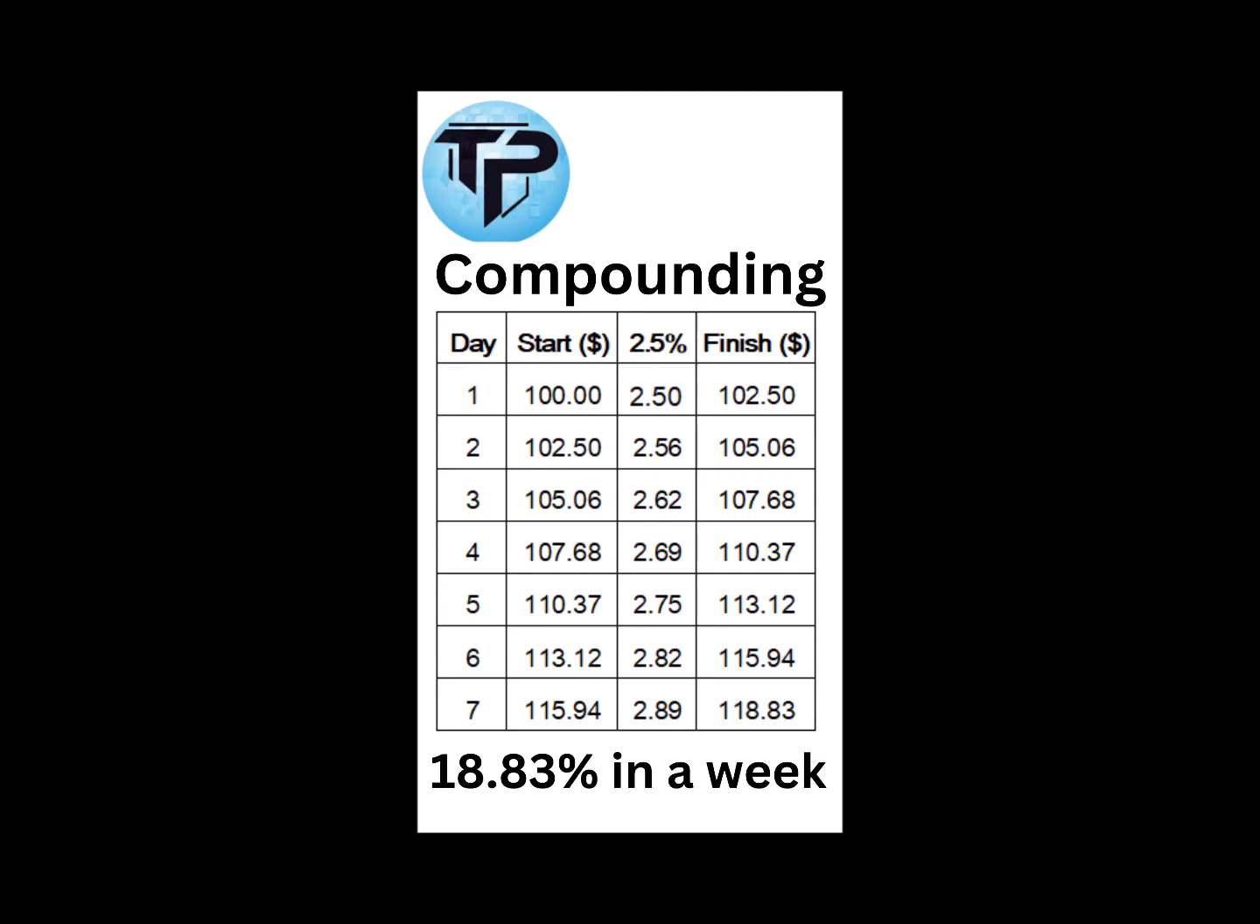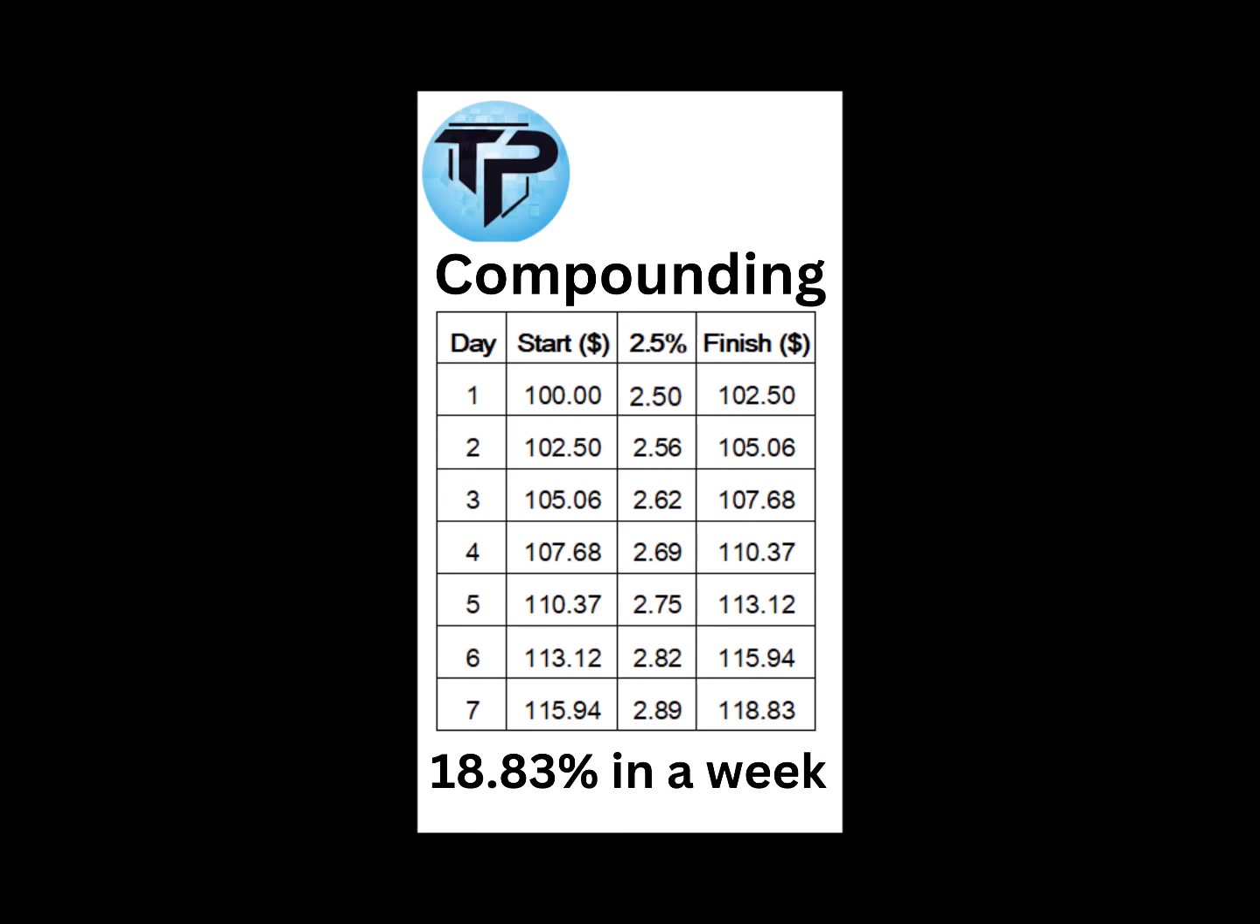So if we start, for example, with $100, the minimum requirement, on your first day's trading, you make your 2.5%, which is $2.50. At the finish of the day, you end up with $102.50. So the next day, you're not trading on $100, you're trading on $102.50. 2.5% of that is $2.56. So at the end of the day, you're finishing up with $105.06. On the third day, that's what you start trading with. So you can see that the amount you trade with increases each day.